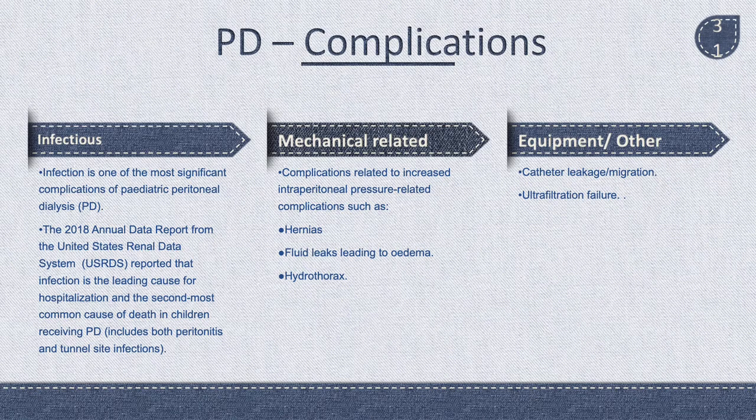The complications of PD can be viewed as infectious complications, which include peritonitis, as well as tunnel site infections, one of the most common reasons for children being hospitalized, and the second most common cause of death in children with CKD receiving PD. Mechanical-related complications, which are as a result of increased intraperitoneal pressure, such as hernias, fluid leaks, and hydrothorax, and lastly, equipment or other complications, such as catheter leakage and migration, or ultrafiltration failure.